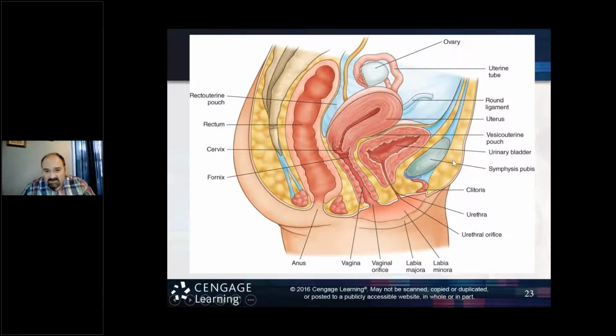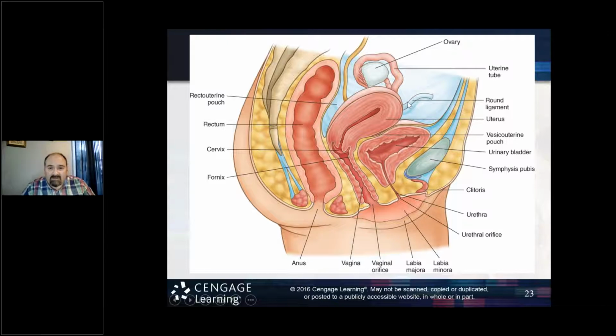And then you'll also see, let's see here, this would be the oviduct. This is the fimbriae of the oviduct. You'll see here the ovary, and this would be the ovarian ligament right there.